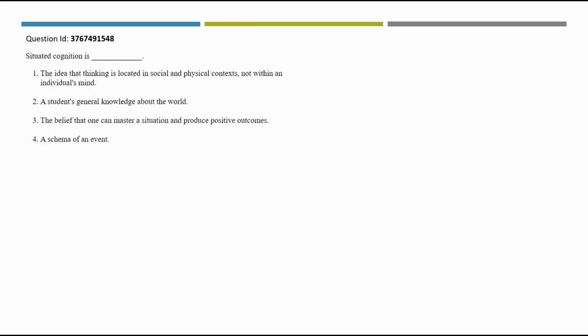Next question, situated cognition is what? The idea that thinking is located in social and physical context, not within an individual's mind. A student's general knowledge about the world. The belief that one can master a situation and produce positive outcomes. A schema of an event.